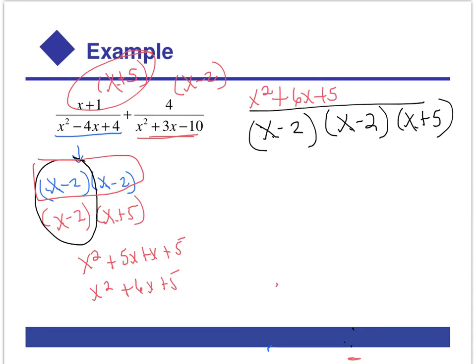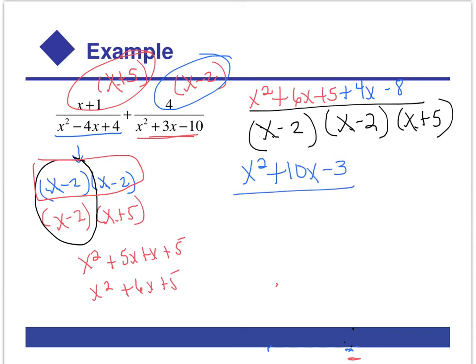And then let's go ahead and do this one right here. We can do 4x. So it's going to be plus 4x. And then 4 times negative 2 is going to be negative 8. Let's gather like terms. We have x squared. And then we have a 6 and a 4. So it's going to give us what? 10x. And then a 5 minus 8 is going to give us a negative 3 all over x minus 2, x minus 2, x plus 5.